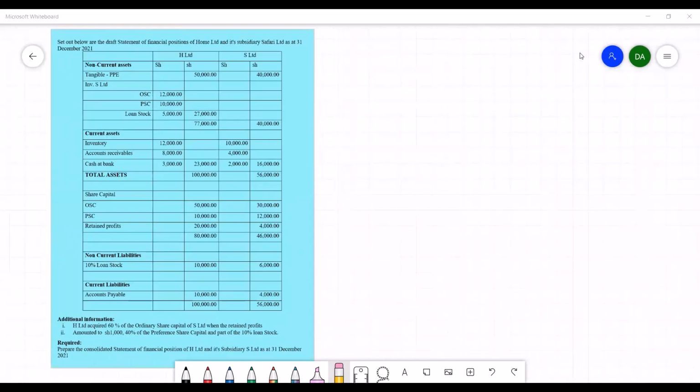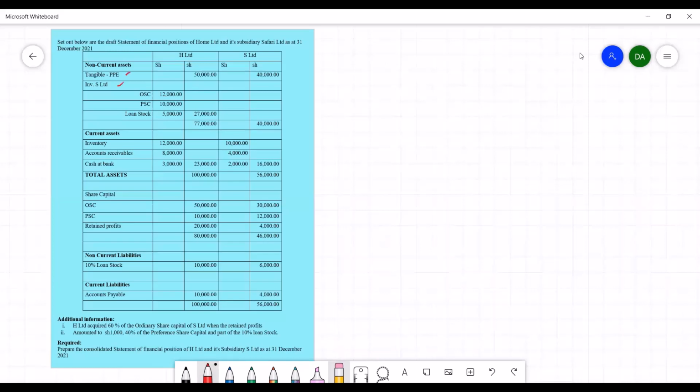Let me now prepare the group's statement of financial position or consolidated statement of financial position using the illustration example that we have looked at from the beginning. As I said, this is a very simple example, but more advanced examples will come as we continue. The example is as follows. Set out below the draft statement of financial position of Home Limited and its subsidiary Safari Limited as of 31st December 2021. Now here we have non-current assets, which are tangible PPE, and investment in Safari Limited.